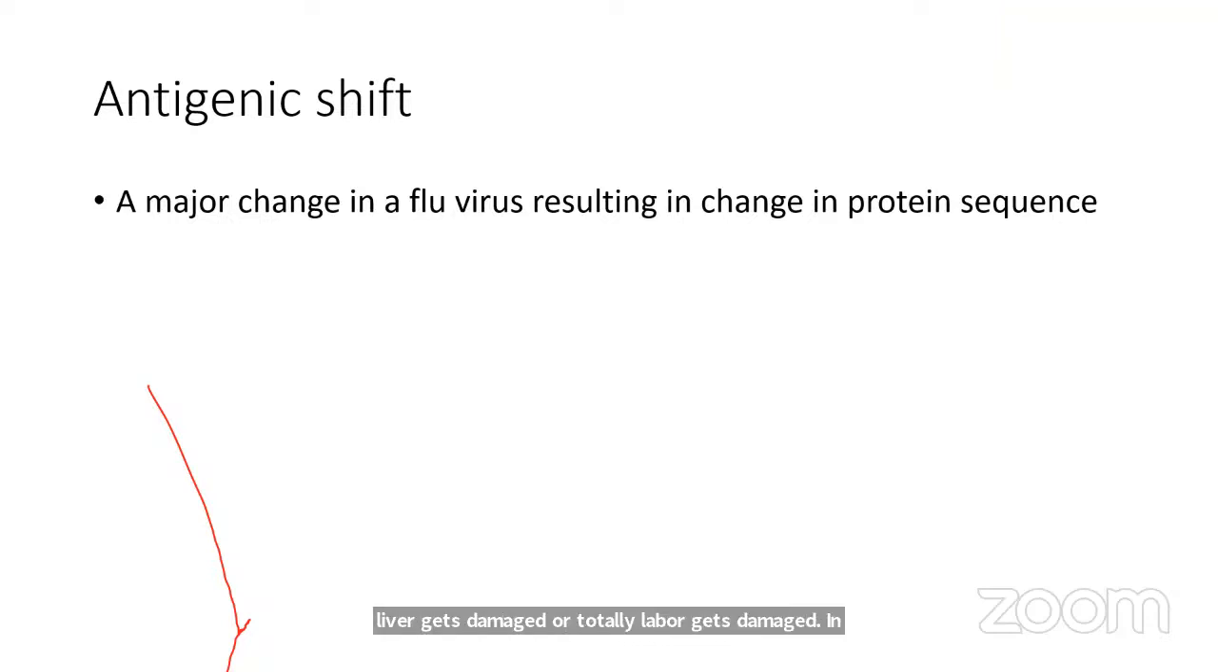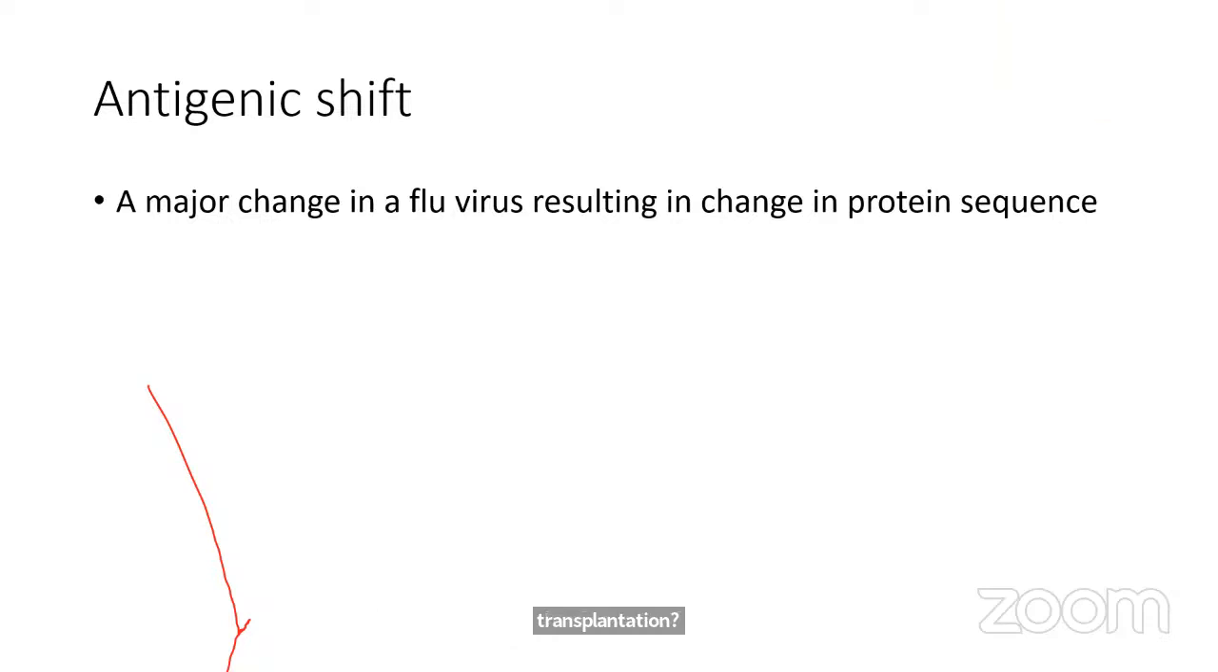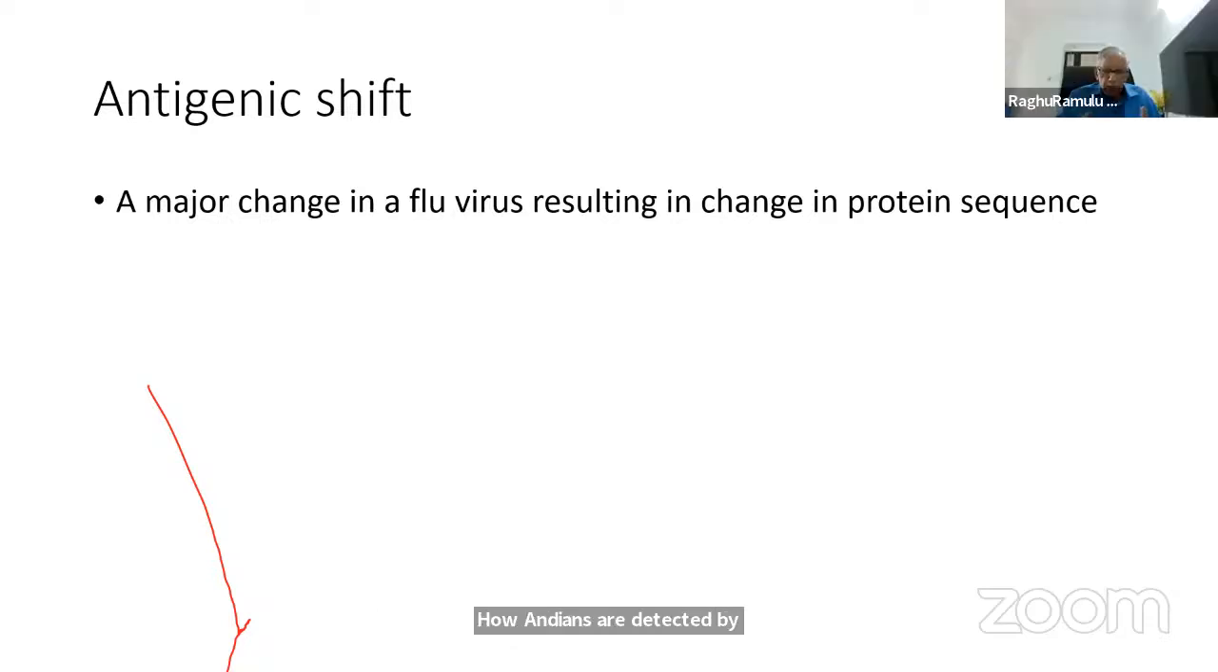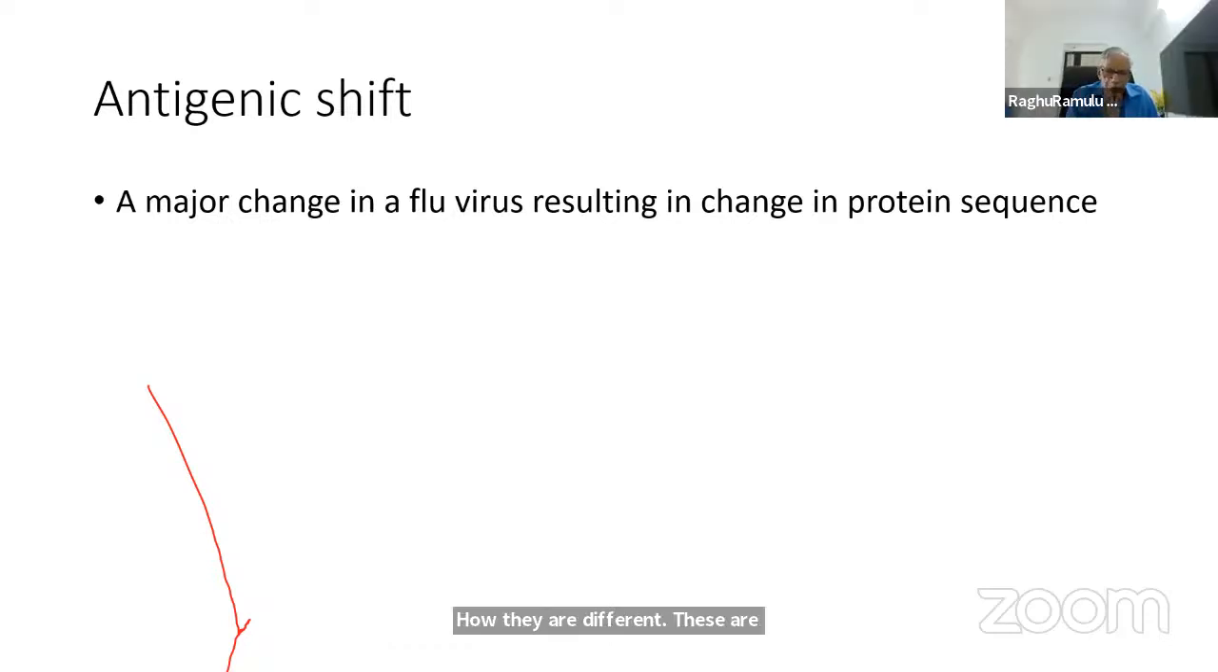So what is the phenomenon behind this organ transplantation? How are antigens detected by the body? Now here, during organ transplantation, we have to keep in mind that every individual is different. How are they different? These antigens differ from individual to individual. As we have already said, blood group antigens differentiate individuals. Similarly, other body cells also have differences pertaining to individuals. This is normally referred to as HLA antigen difference. HLA means human leukocyte antigen.